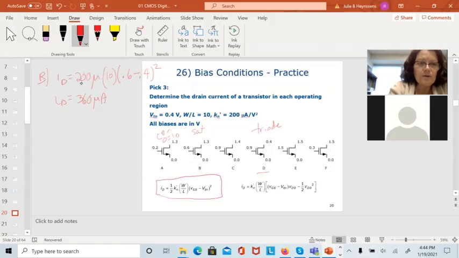D's in triode, so that's going to be a little bit different. So I'm going to do that one. My equation looks like this. So my Kn prime is still, oh no.